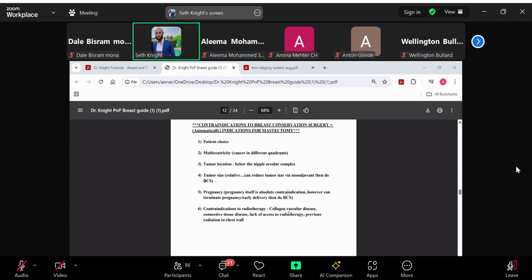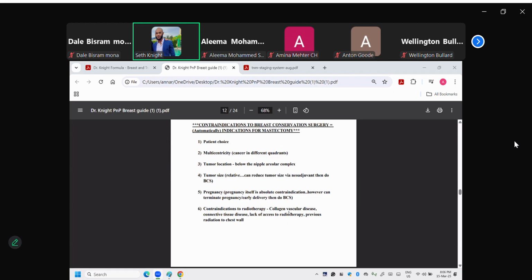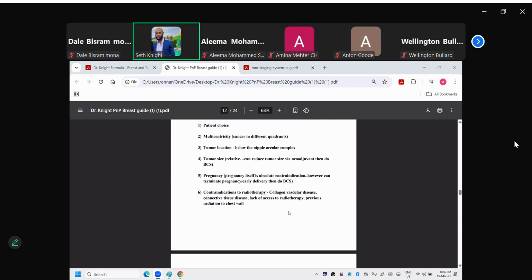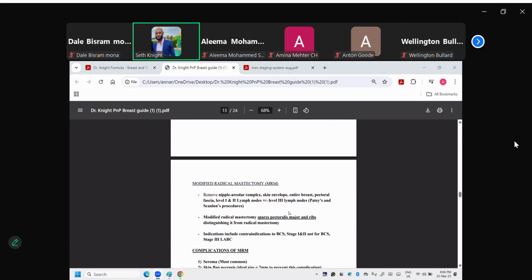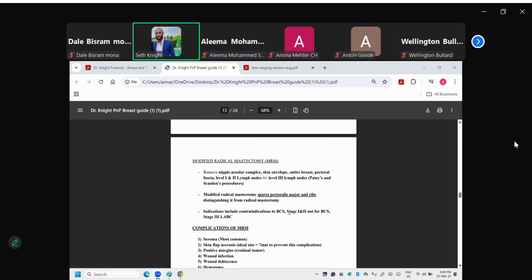Right? So learn this list. This is the most commonly tested aspect of breast conservation surgery in terms of indications, contraindications. All right. So what's the difference between that and a modified radical mastectomy? Well, breast conservation surgery, you're conserving the breast.